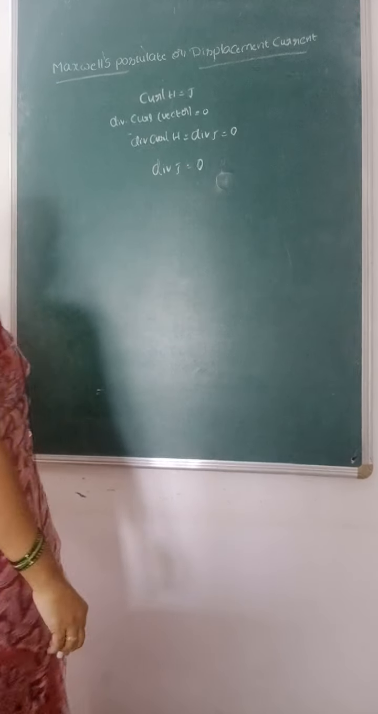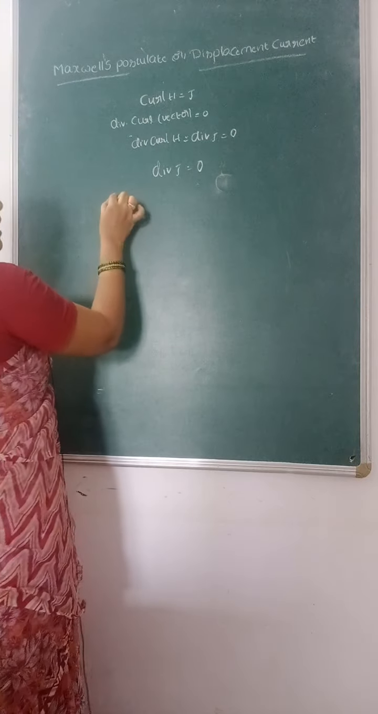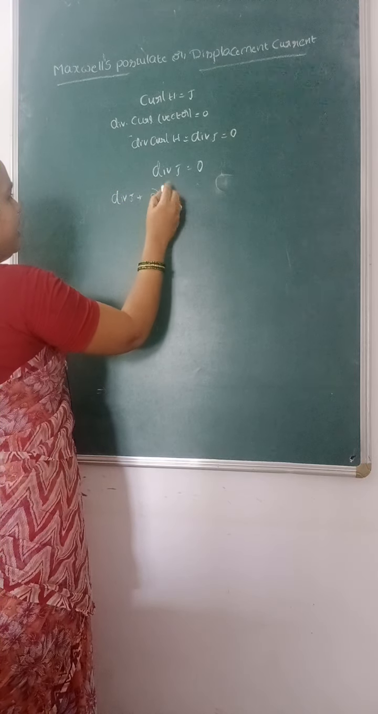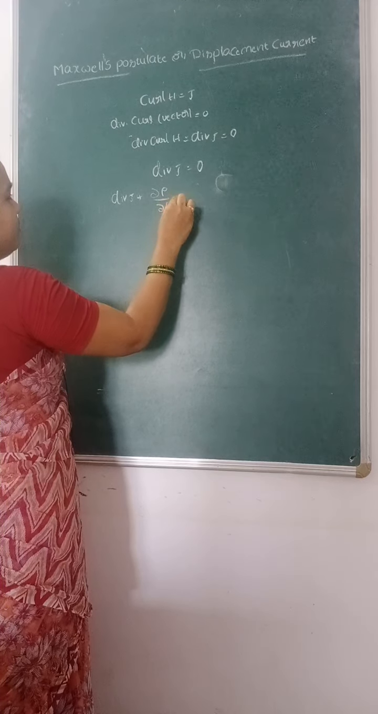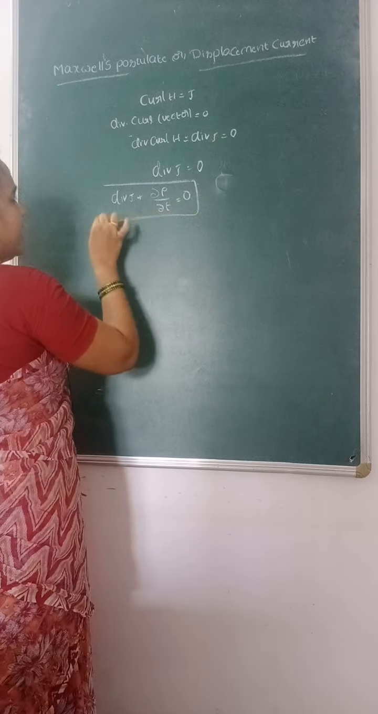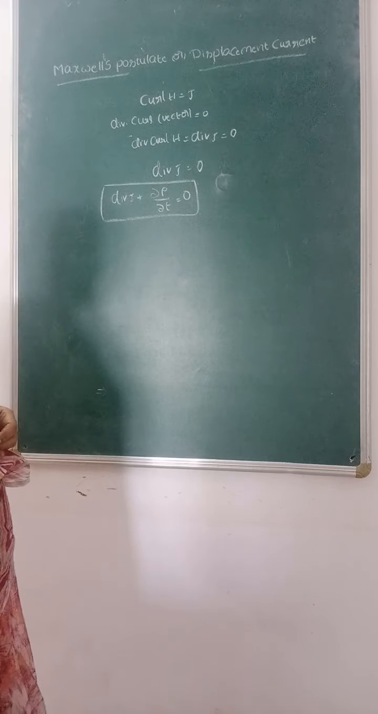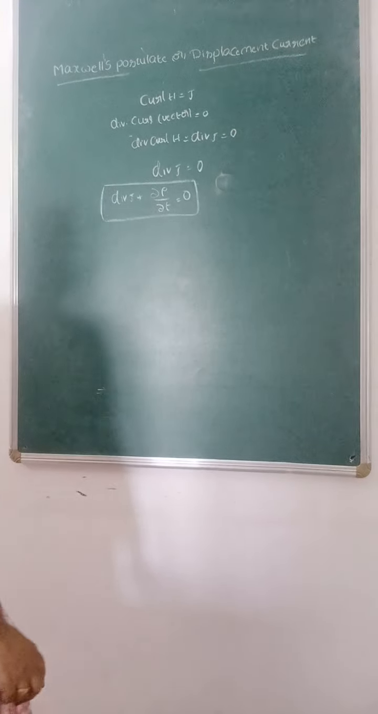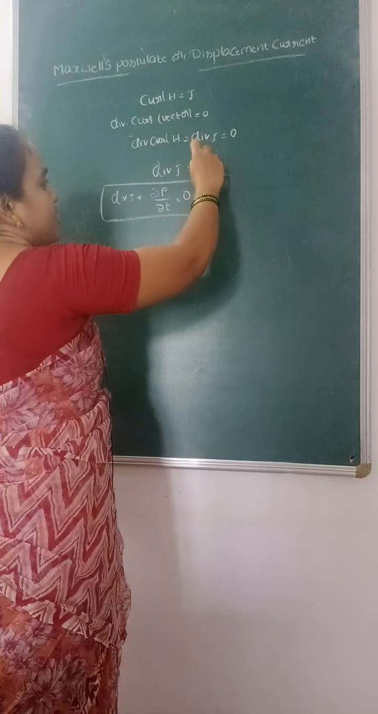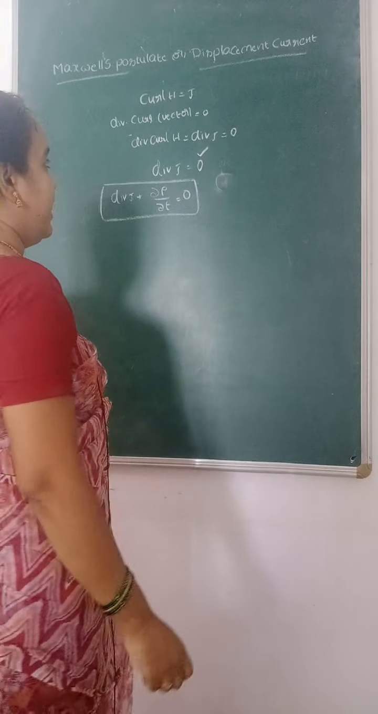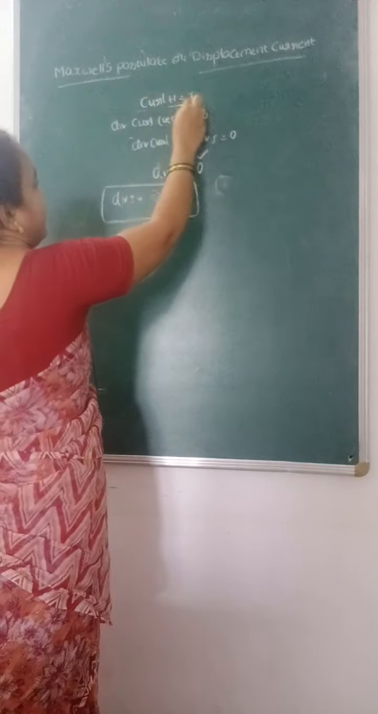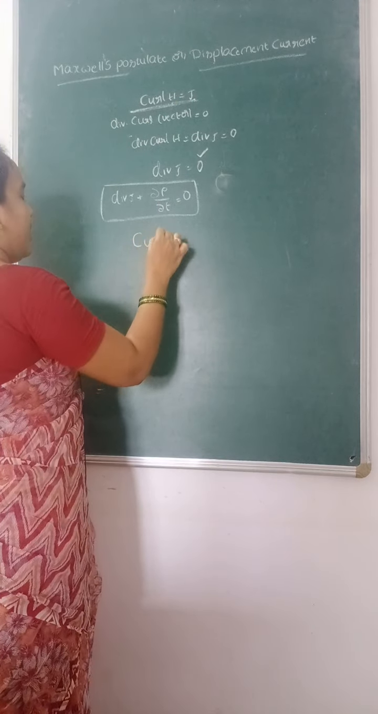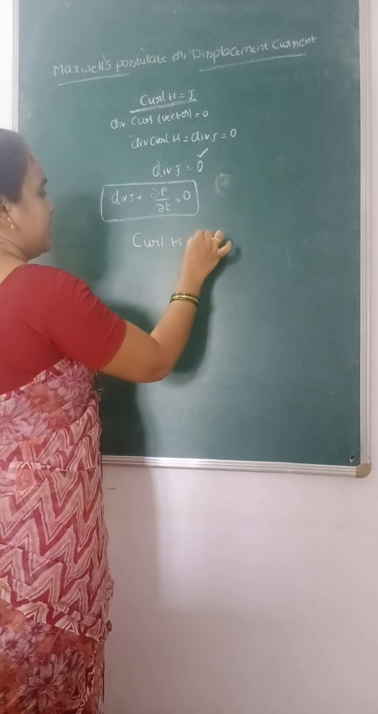But according to the equation of continuity, divergence of J plus dou rho by dou t is equal to 0. So the divergence of current density is not equal to 0. There may be some other term, dou rho by dou t. That means this equation is not appropriate. So we need to modify this equation. So what is this equation? Curl of H is equal to J.